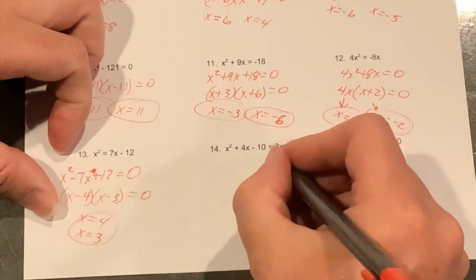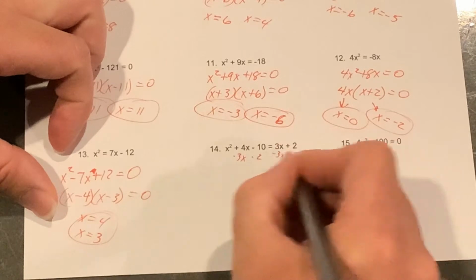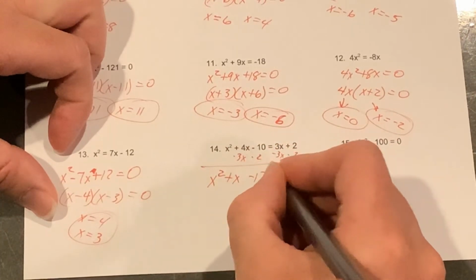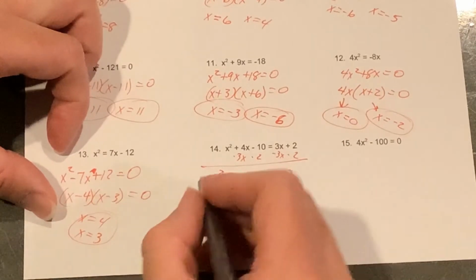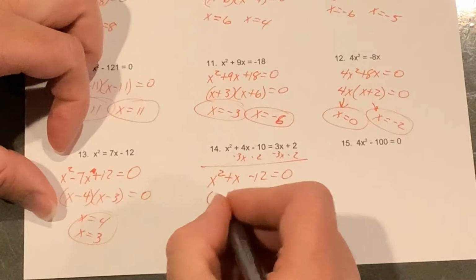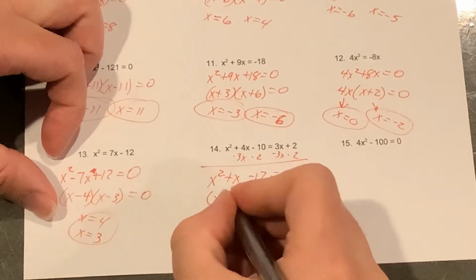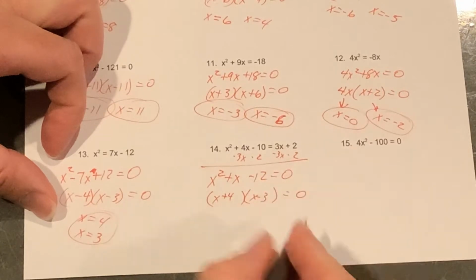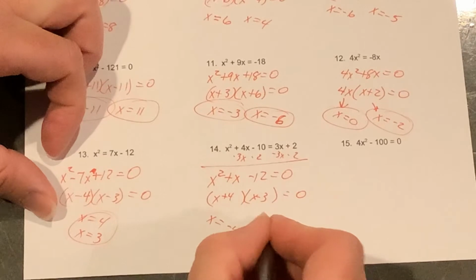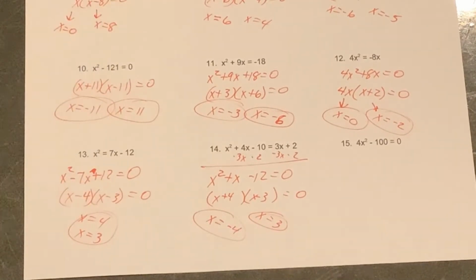Number 14, I'm going to subtract 3x and subtract 2. That's going to give me x squared plus x minus 12 equals 0. Factor a trinomial into the product of two binomials. X and x, what multiplies together to be negative 12 and adds together to be positive 1 is positive 4 and negative 3. My solutions are the opposites of those factors, so x equals negative 4 and x equals positive 3. We're done.